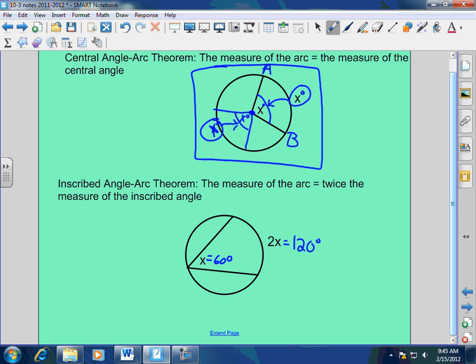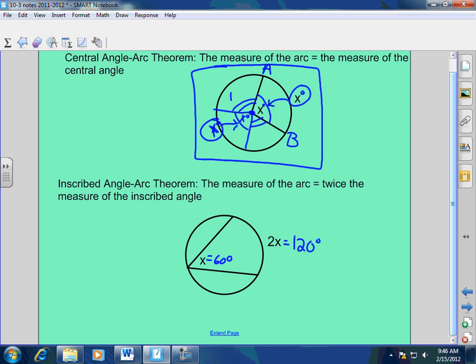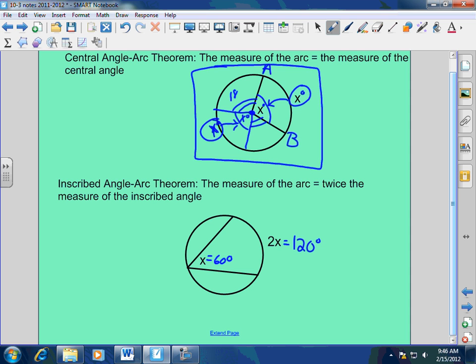And then guess what? If these are vertical angles, that means these two would be 180 minus X, and that would be 180 minus X. I'm not going by the drawing, I'm going by the values.